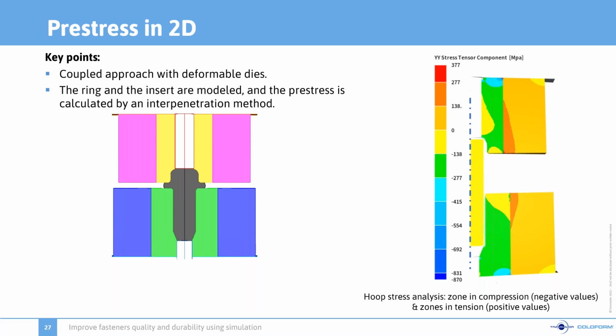Here we see that since we consider the pre-stress, we have negative values of the hoop stress, which shows the die that is near the billet is in compression, and positive values that highlight the fact that the insert is in tension. Several results can be analyzed, such as pressure, von Mises, displacement, and the hoop stress.